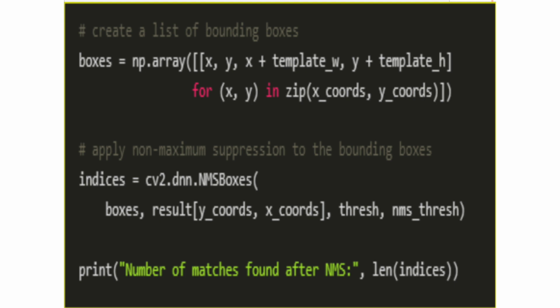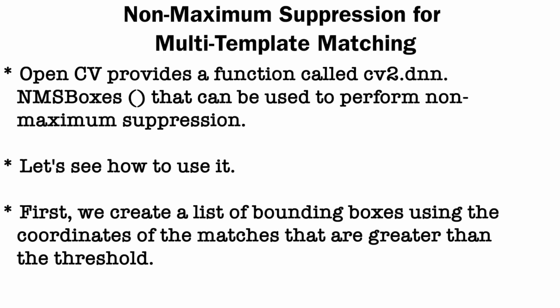Here again we can see that boxes are created with their template height and width matching, which indicates that whichever height and width you use for your template is matched with your input image. OpenCV provides a function called cv2.dnn.NMSBoxes that can be used to perform non-maximum suppression. Let's see how to use it.